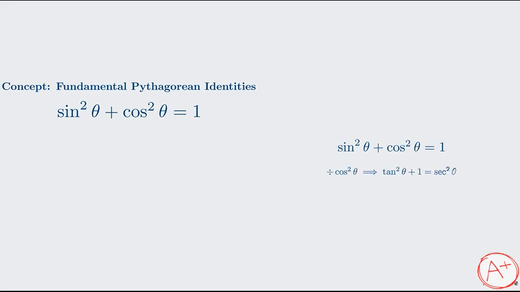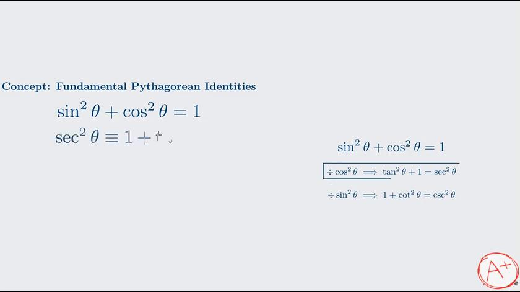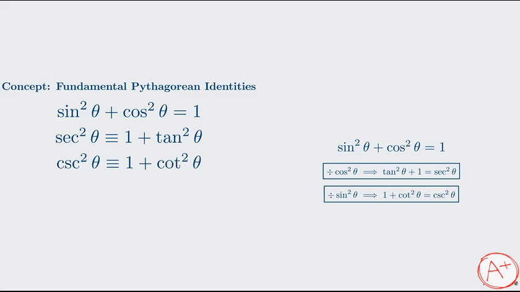We begin with the fundamental Pythagorean identities. You are already familiar with sine squared theta plus cosine squared theta equals 1. By dividing this base identity by cosine squared or sine squared, we derive identities for the reciprocal functions. First, secant squared theta is 1 plus tangent squared theta. Second, cosecant squared theta is 1 plus cotangent squared theta.